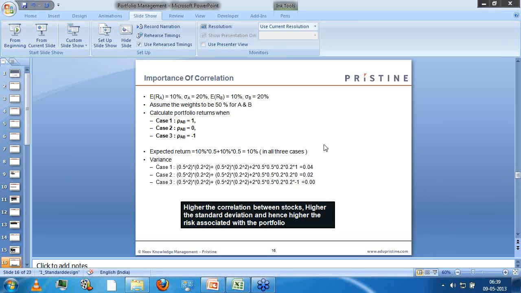So the one important thing to note is that if stocks are perfectly positively correlated, that is, the correlation between them is 1, then you can't diversify, and the standard deviation of the portfolio can't be reduced. In this case, we have observed that the standard deviation remains the same at 20%.